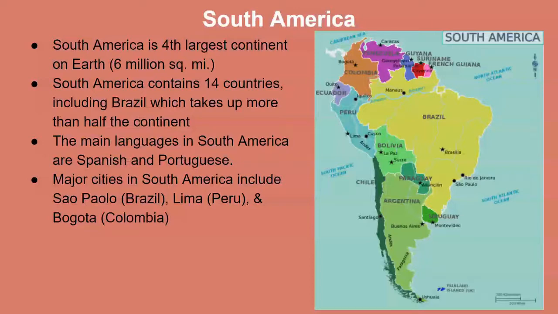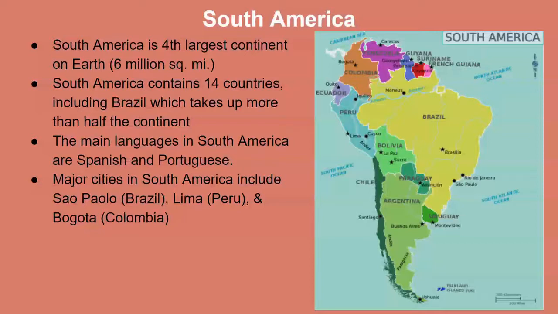The two major languages here are Spanish and Portuguese. Portuguese, of course, being spoken in Brazil only. And then every other country basically speaks Spanish. There are some other countries, for example, in French Guiana, they speak French. Suriname, they speak Dutch. Guyana, they speak English. And obviously, there's always some tribal languages here.